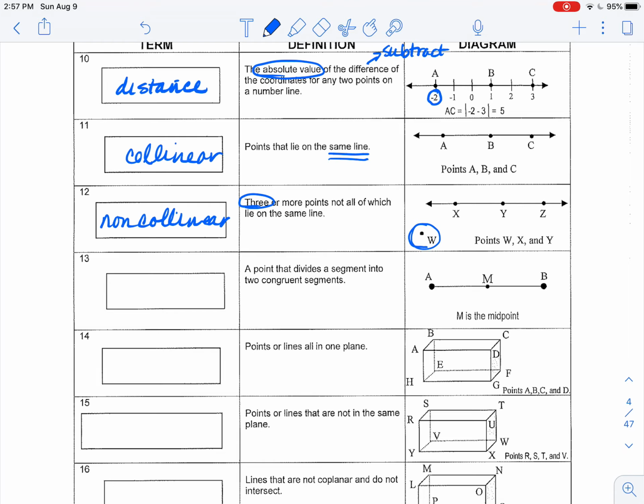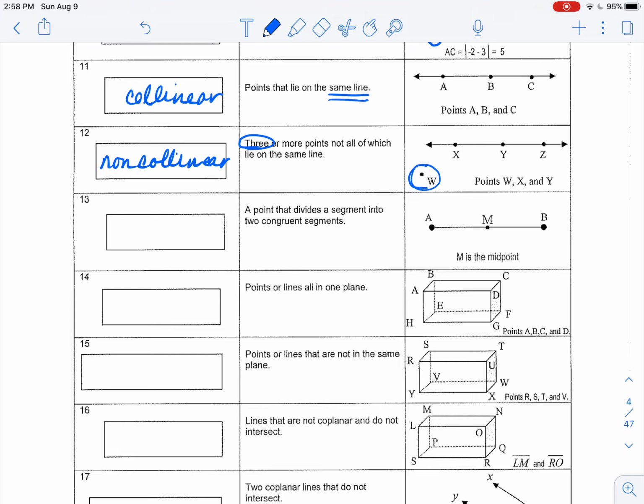Number 13, a point that divides a segment into 2 congruent segments is a midpoint. If you have 2 segments and the point that divides it exactly in half means we have 2 congruent segments, and that is the midpoint.